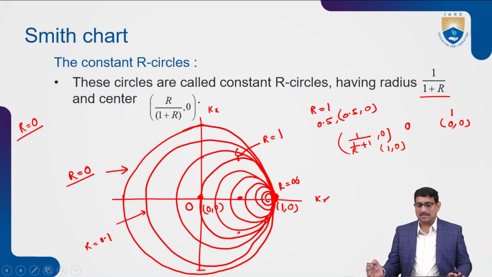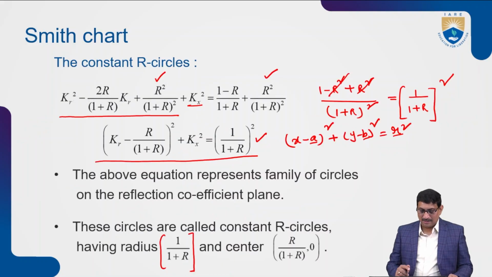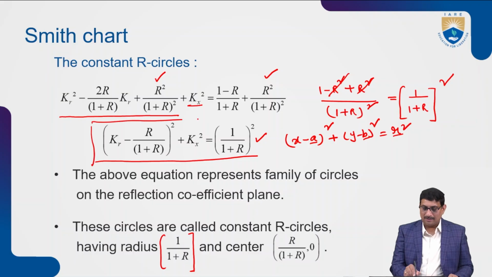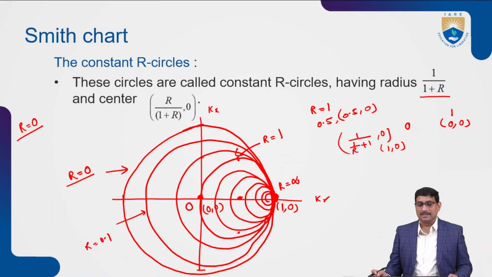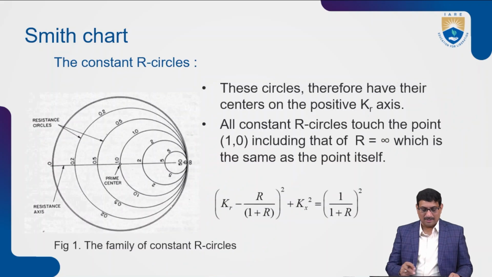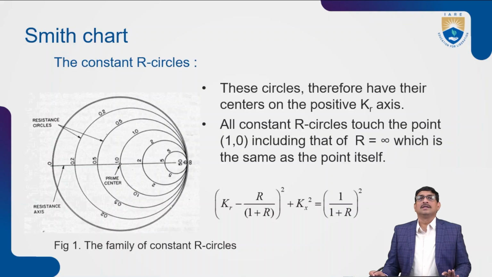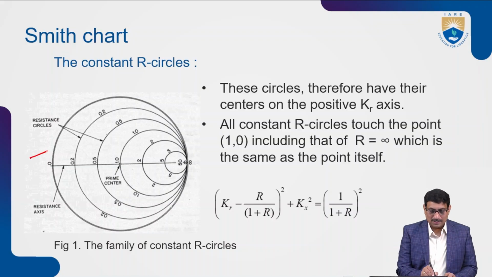So all these circles are called the constant R circles. The previous equation represents the family of R circles having the radius 1 divided by 1 plus R and the center at R divided by 1 plus R comma 0. If I take the values of R as real values from 0 to infinity, I get different circles, and all these circles together are called the family of R circles. The family of R circles has been neatly represented here. See that this is the R equal to 0 circle. This is R equal to 0.2, R equal to 0.5.